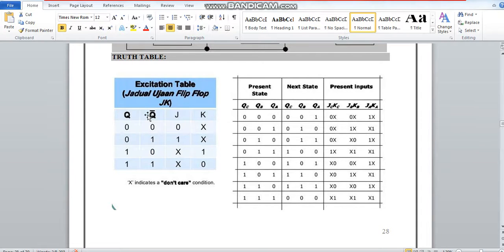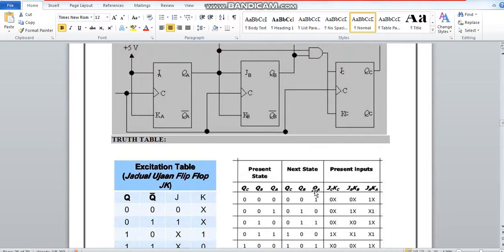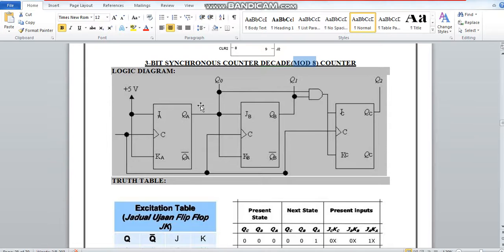Actually this is the present state and this is the next state. For 1 and 1, you can see it is x and 0. Similarly, for every present state and next state, you have to decide your inputs. After deciding your inputs, you have to draw the K map for JC, KC, JB, KB, JA and KA, and accordingly decide the inputs for these flip-flops.